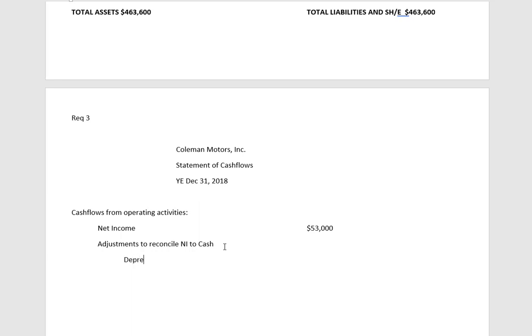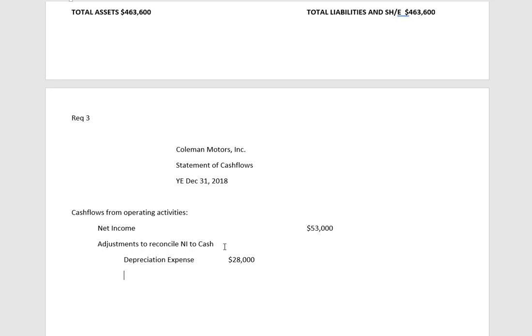Well, we have depreciation expense. Remember, depreciation expense is an accounting trick. It's not really a cash thing, right? So we add that back to net income because depreciation expense affected net income, but it did not affect cash. So we're going to add that back.